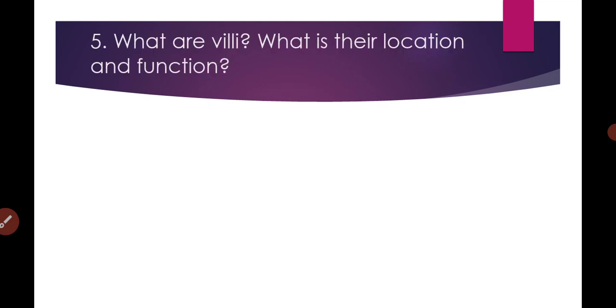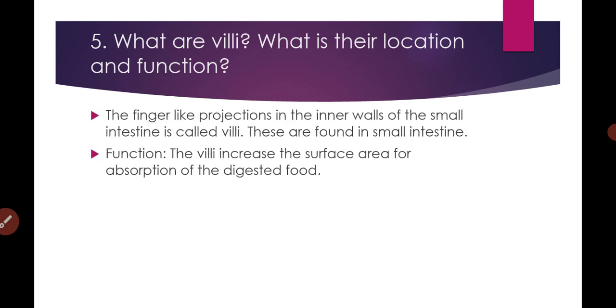Question number 5: what are villi? What is their location and function? And the answer is, the finger-like projections in the inner walls of the small intestine are called villi. Villi are found where? In the small intestine. They are the finger-like projections which originate from the inner walls of the small intestine.